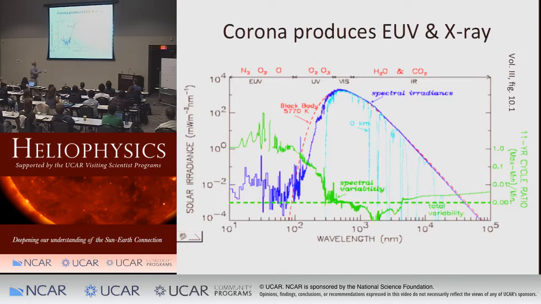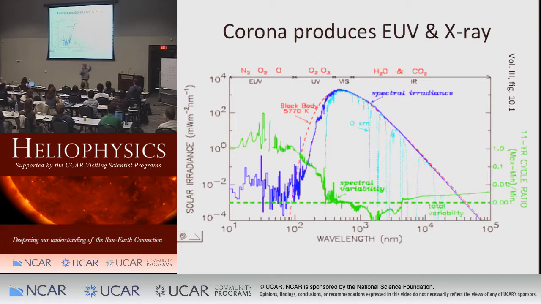Well, no, it's a black body out to this wavelength, like sort of around 2,000, 3,000 angstroms. The visible part of the sun behaves like a black body. But a black body would basically have no radiation in [these] amounts. And you can see here, the green is how much that varies. So it varies a great deal.